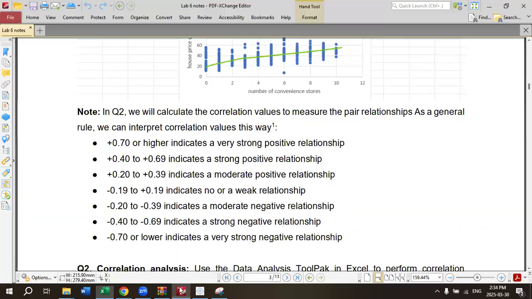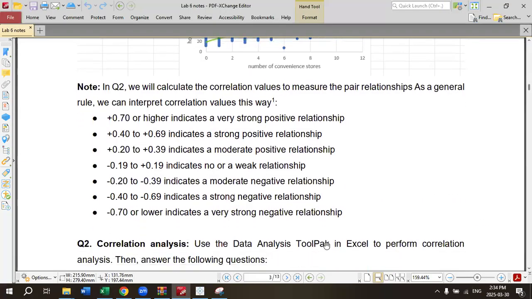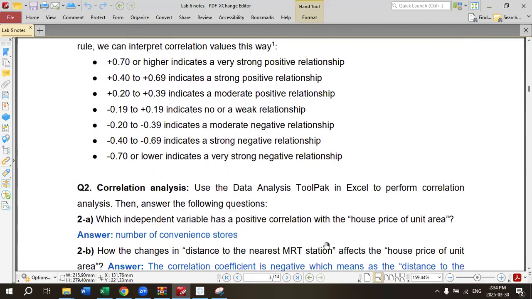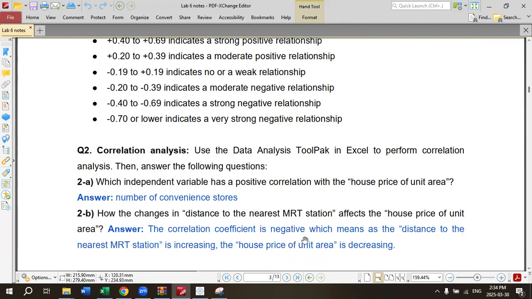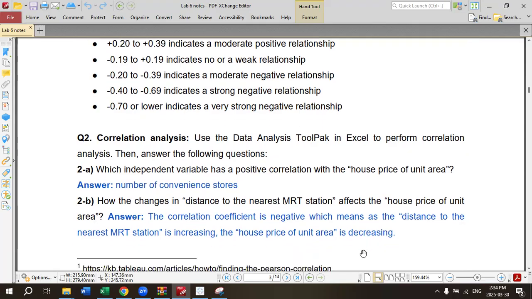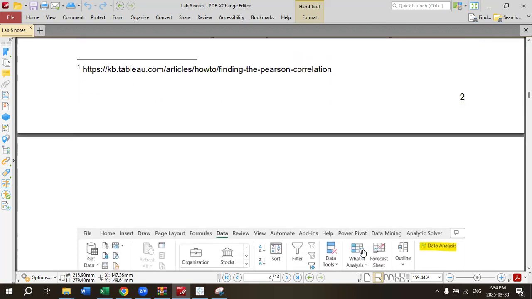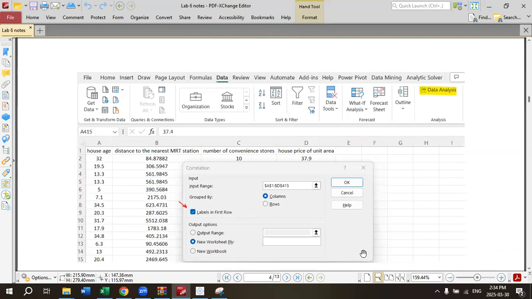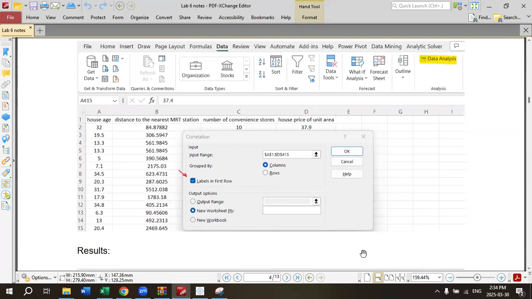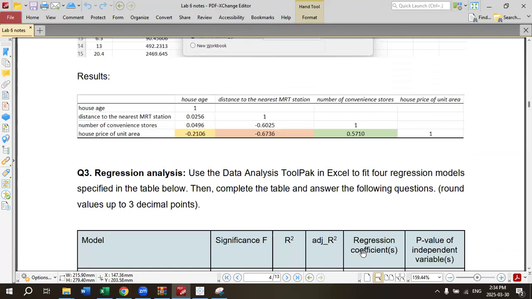Let's look at the lab notes, what he's asking us to do. We did the correlation using the Analysis ToolPak. Which independent variable has a positive relationship? The number of convenience stores, that's right. Price with MRT distance, the correlation is negative. Negative means when the independent variable is increasing, the dependent variable is decreasing. I think question number 2 is done in Excel.